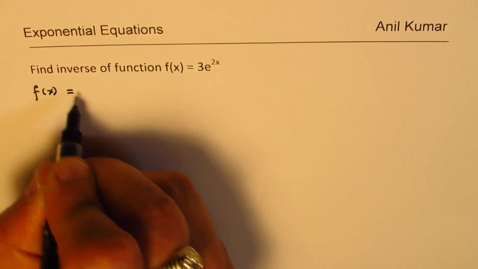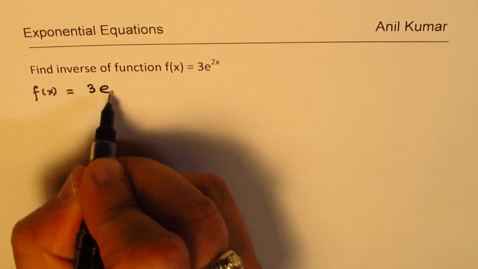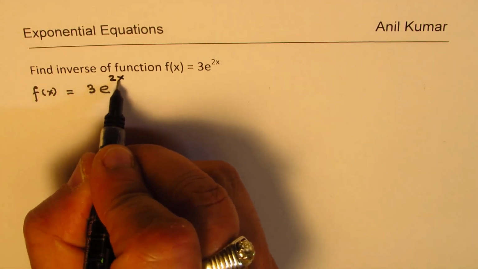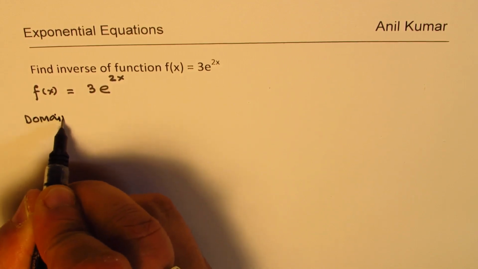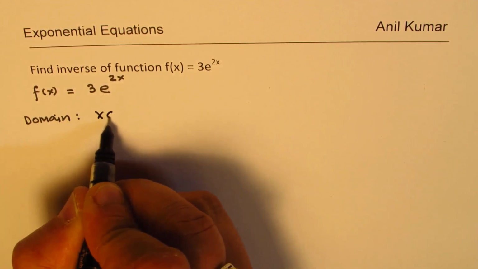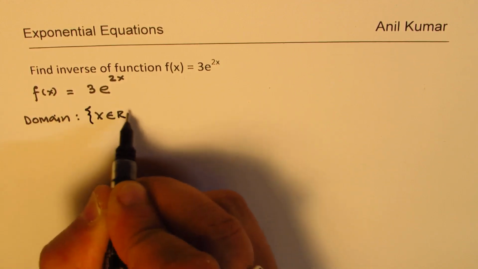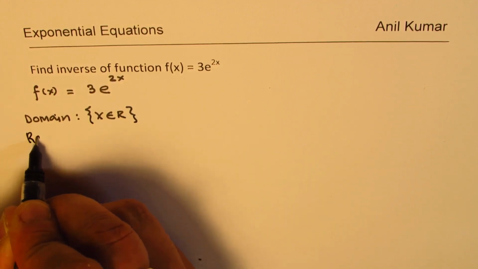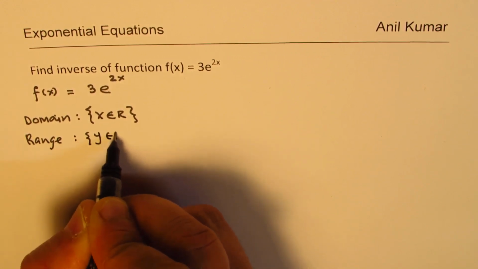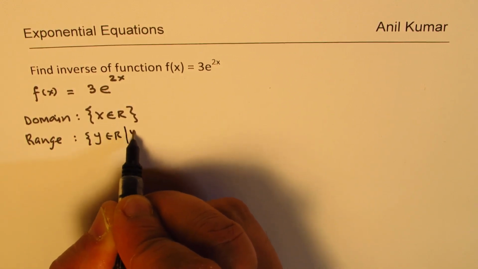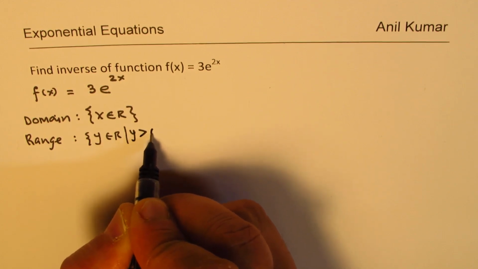So we are given f of x equals 3 times e to the power of 2x. What is the domain of this function? Let's write down. Domain has no restriction. x belongs to real numbers is the domain. However, the range has restrictions, right? So the range is y belongs to real numbers, but y is greater than 0.